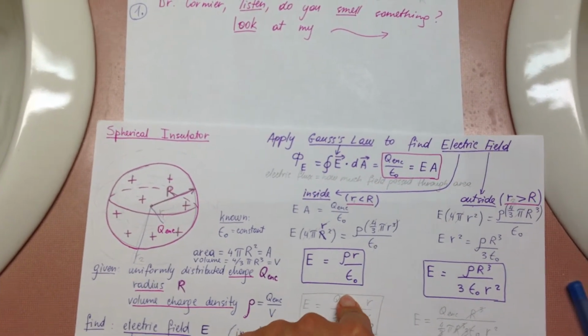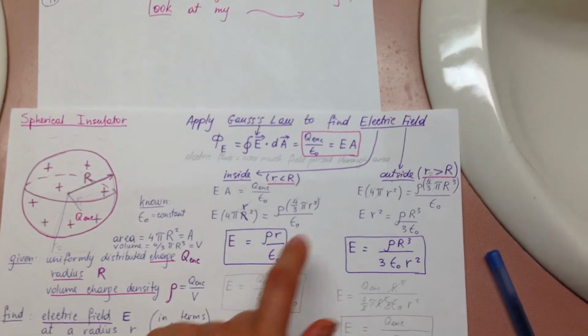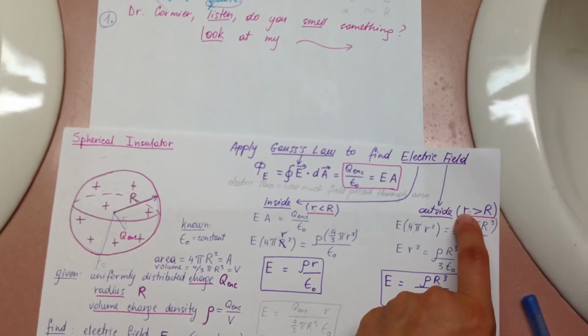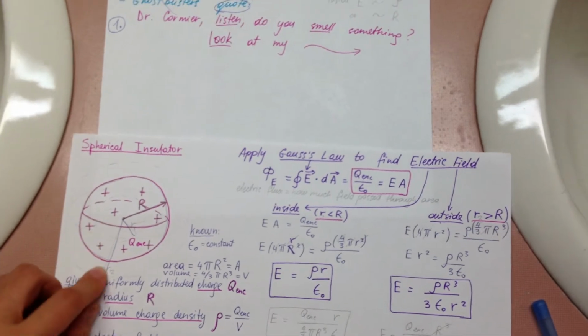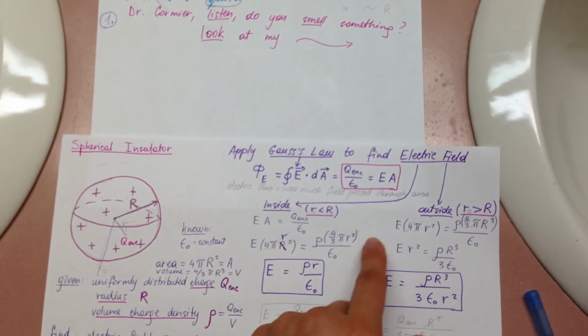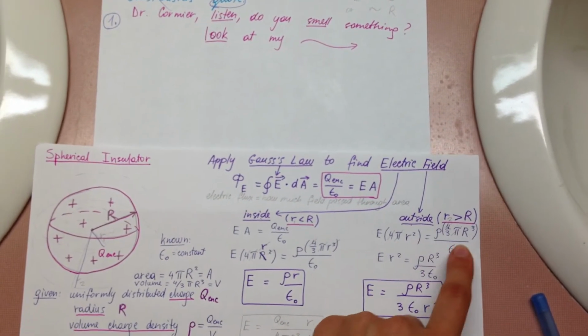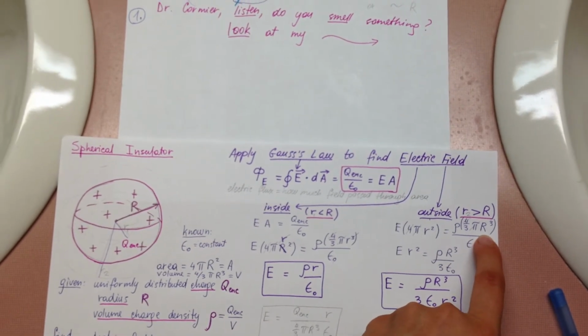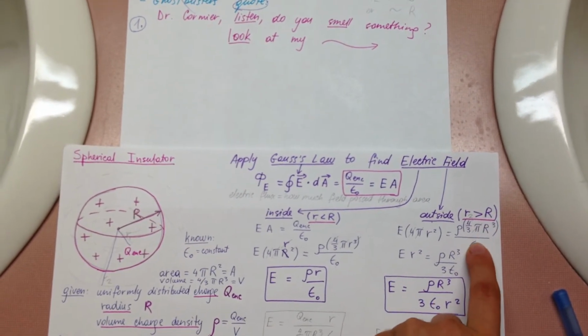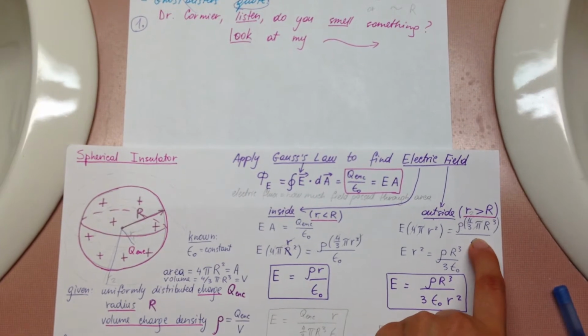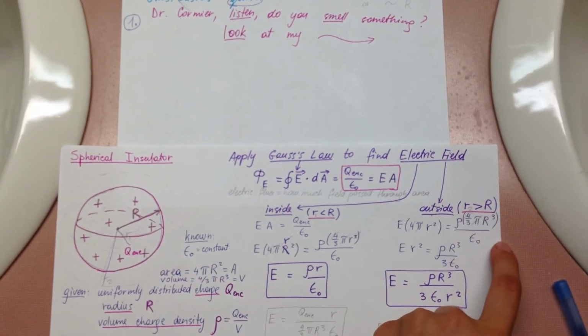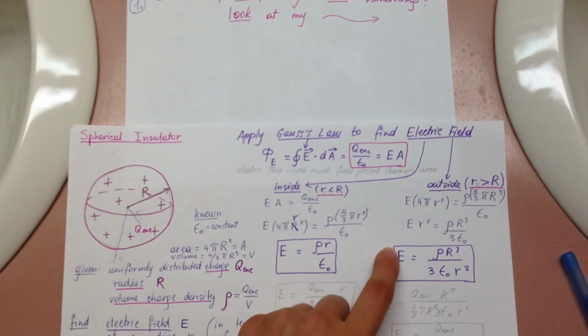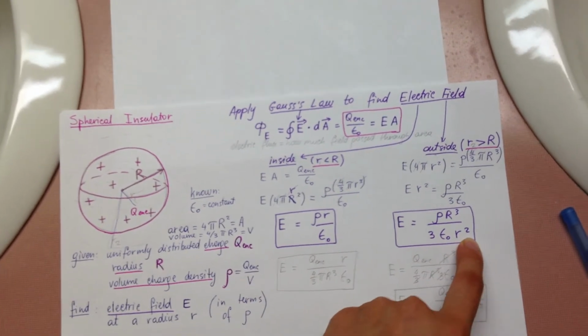Right, now the electric field outside of the sphere, where our little radius is going to be actually bigger than our actual radius, we have a similar equation, but this time we use the big radius for the formula of the volume of the sphere. And simplifying gives us this equation for the electric field.